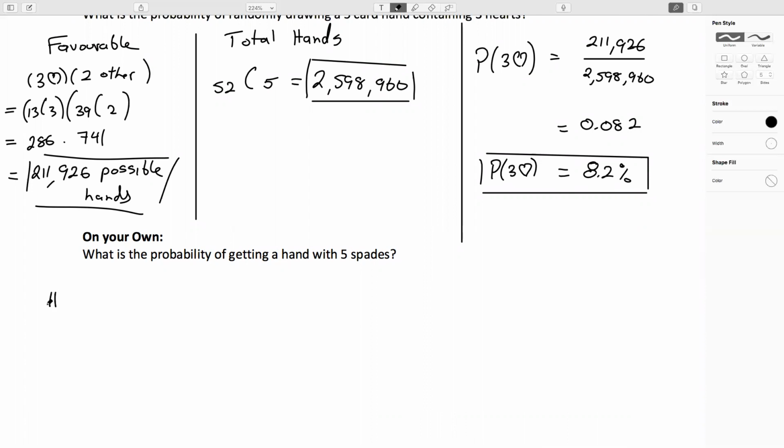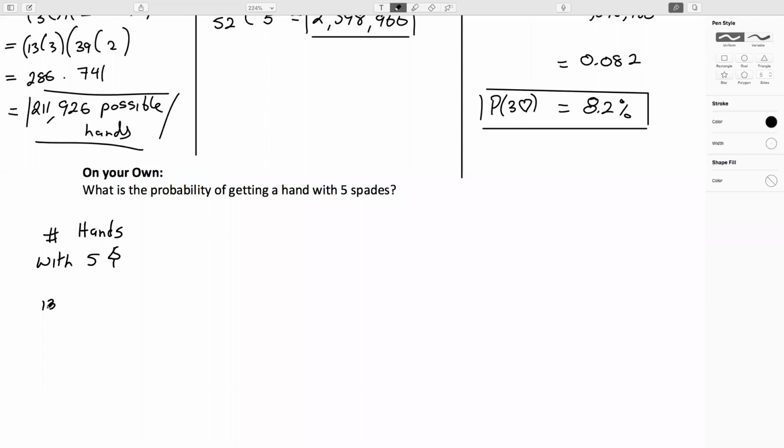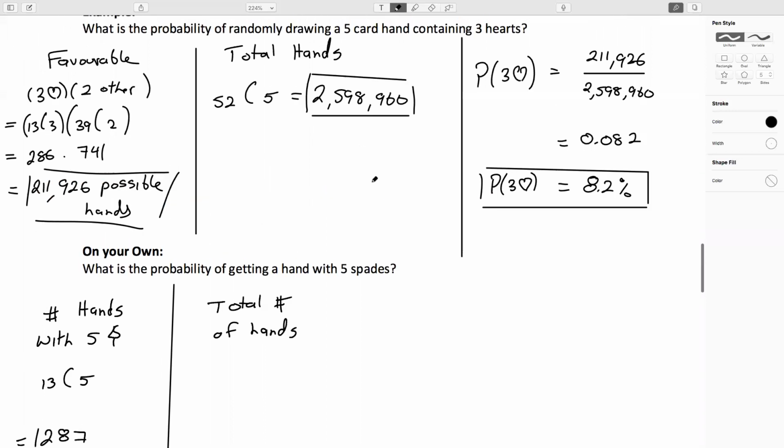Well, the total number of hands with 5 spades is going to be 13 choose 5. There's 13 to pick from, and we're choosing 5 of them. So it's going to be 1,287 possible hands. The total number of hands, we actually calculated already. It's 52 choose 5, and we did it above. It's 2,598,960.